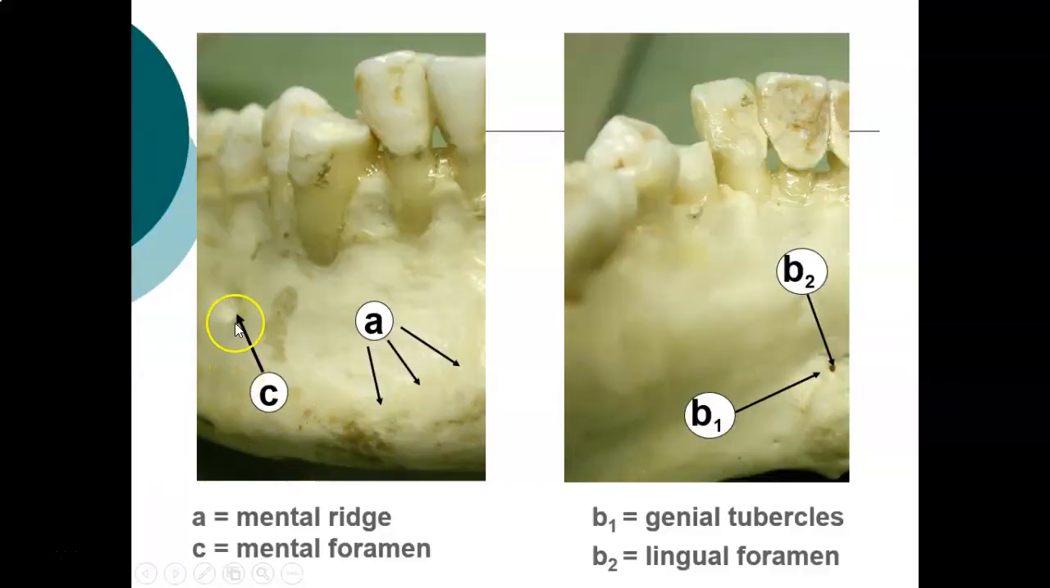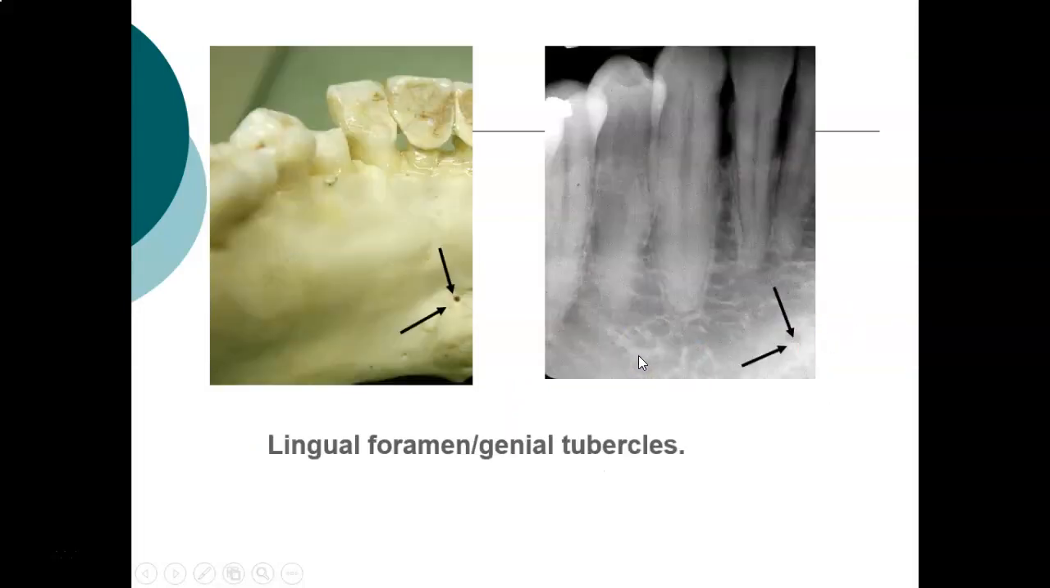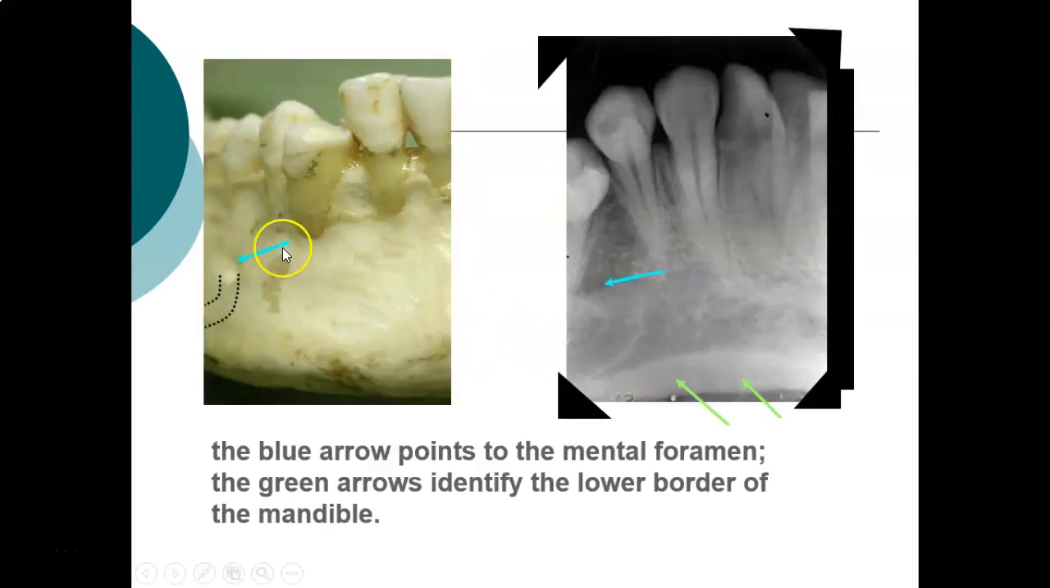So here we can see the mental foramen over here, kind of a side shot, and we can see the mental ridge here. And then here we can see the genial tubercles and the lingual foramen. Again, the mental ridge. You can see it's a thicker area of bone. Lingual foramen and the genial tubercles surrounding it. And then here we can see the mental foramen.